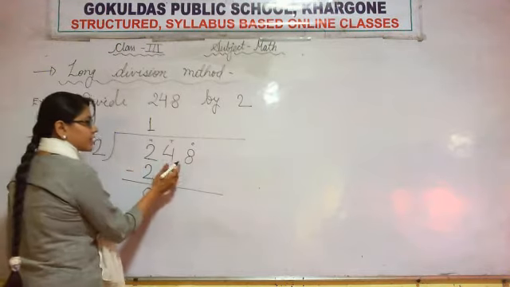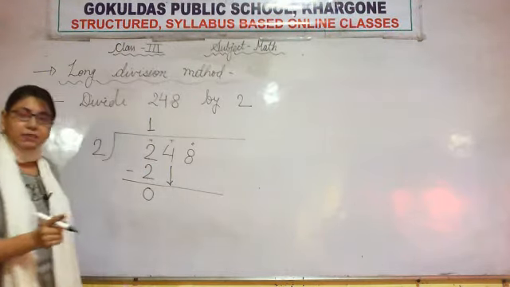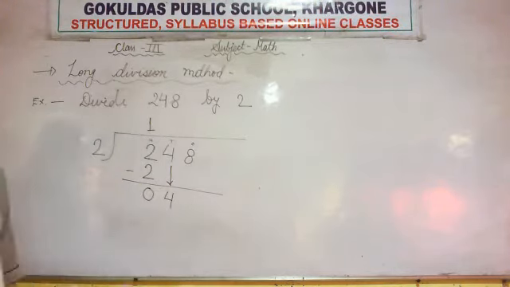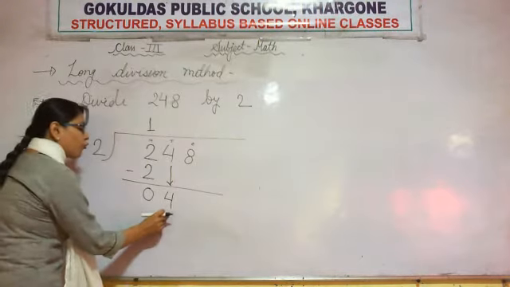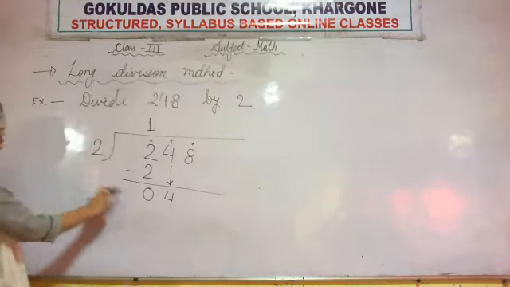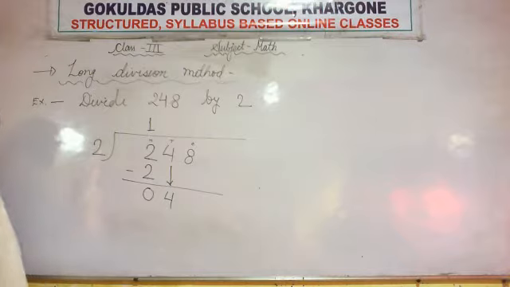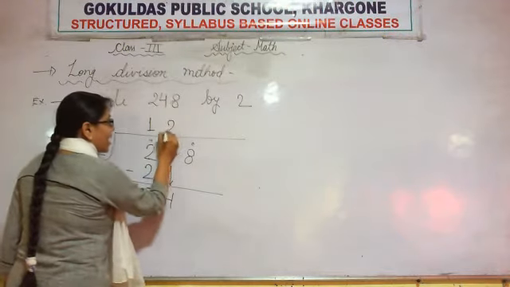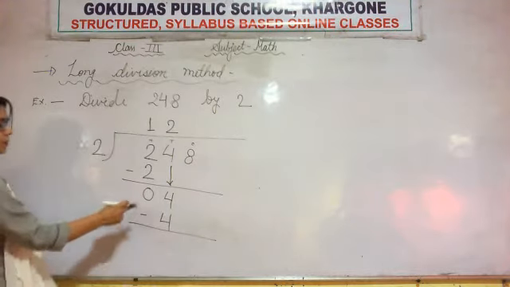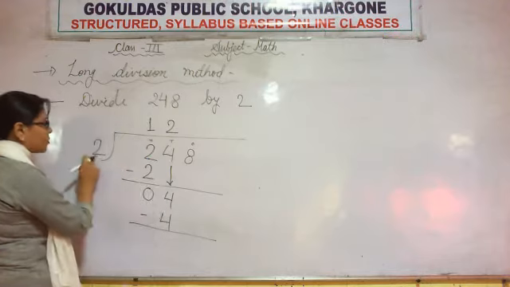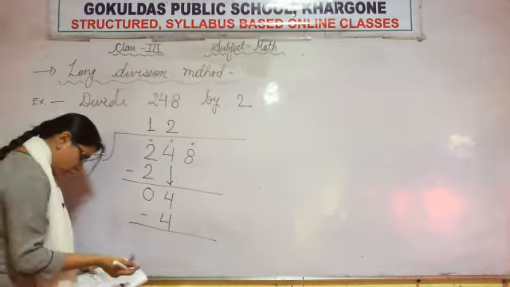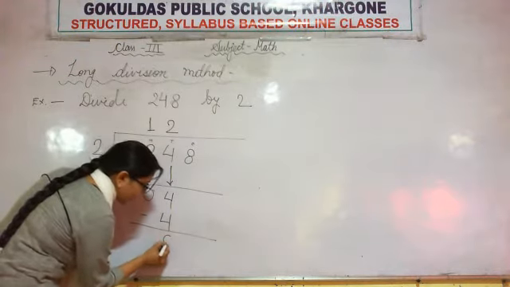Now our next place is tens. So we will write this tens place number as it is. At the tens place 4 is there, so we will write 4 as it is. Now we will divide this 4 by our divisor. So 4 divided by 2 is 2. How? 2 2s are 4. Now we will subtract this 4 from 4. So 4 minus 4 is 0. Again we got 0, so we will write 0.